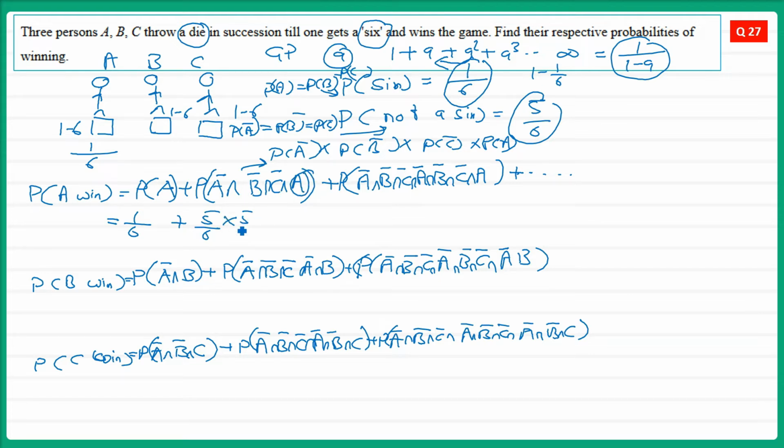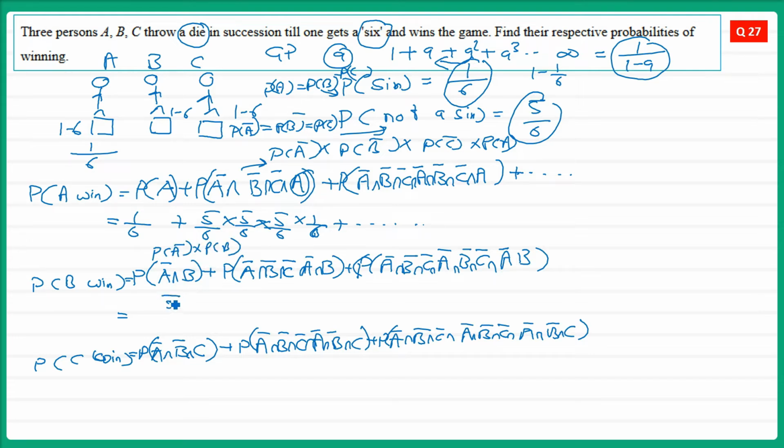So 5 by 6 three times here, 5 by 6, 5 by 6, 5 by 6, three times, and then comes P(A), which is 1 by 6. Now don't worry about the upcoming terms because we are going to get the result by 1 or 2 only. We need 1 at the first and A at the second. That's what a geometric progression demands for us.